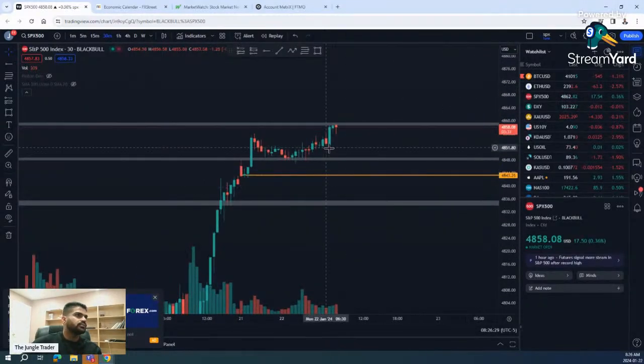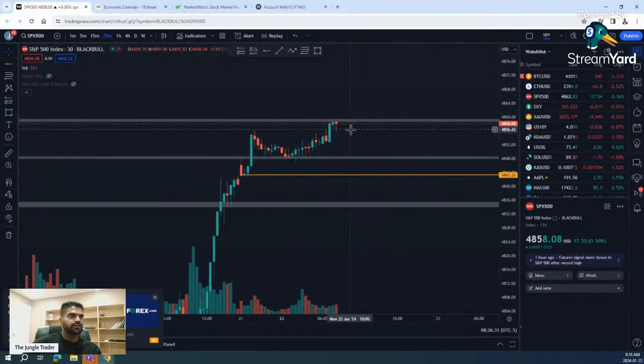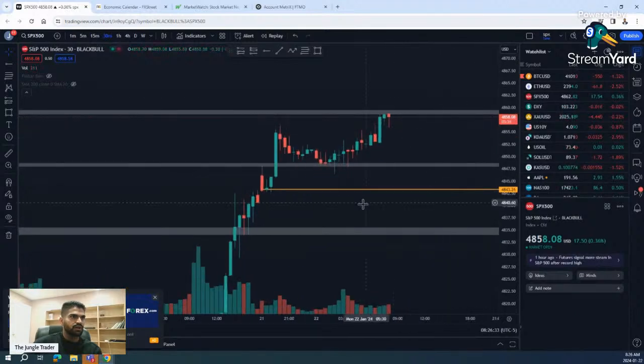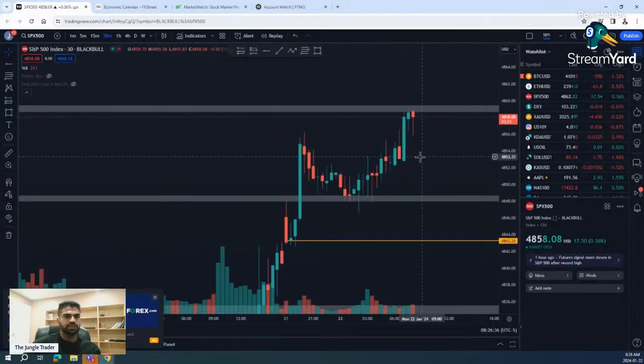Let's wait for this bar to close. It's about 3 minutes. It is pushing up and closing bullish, so it should be interesting.